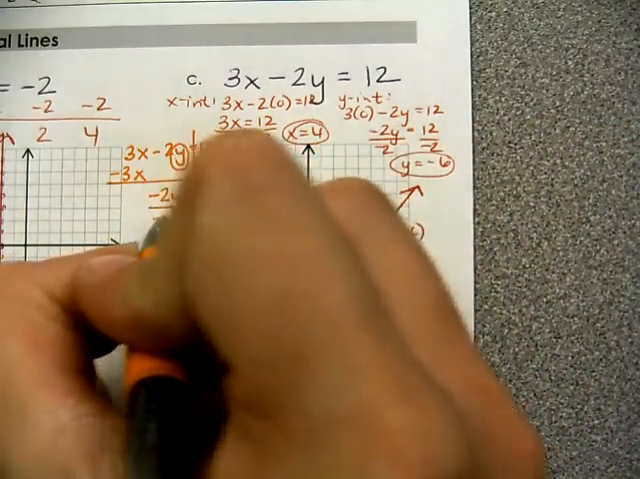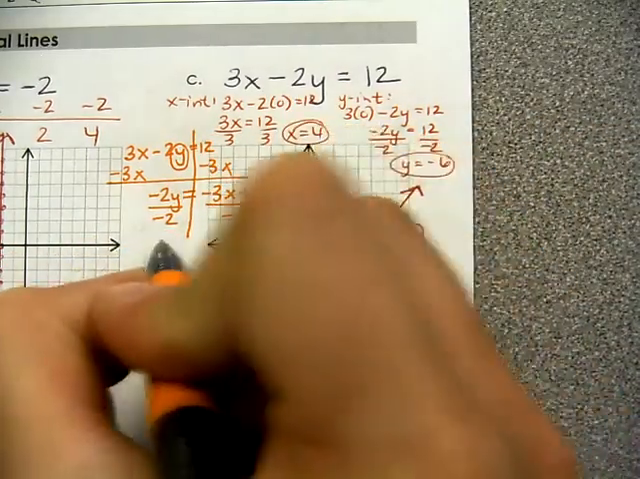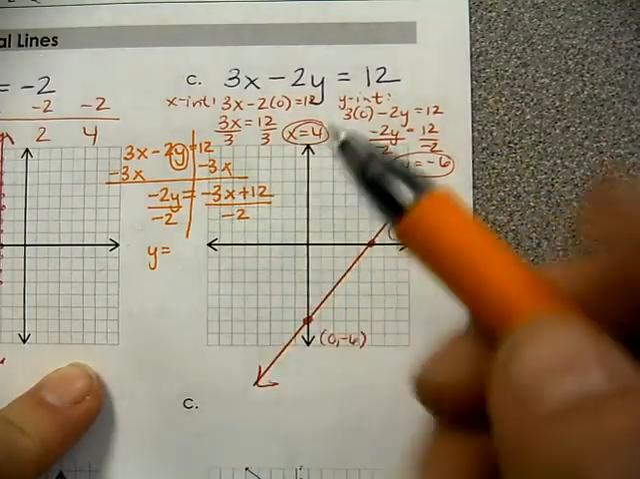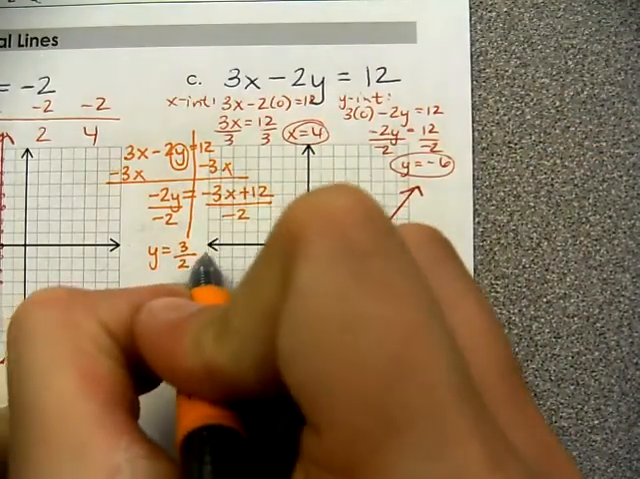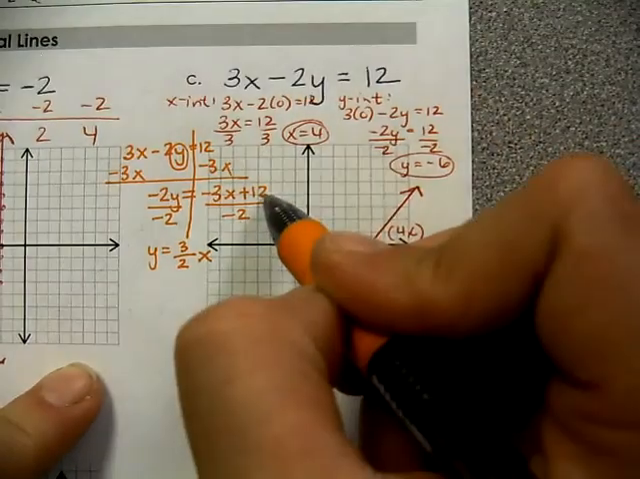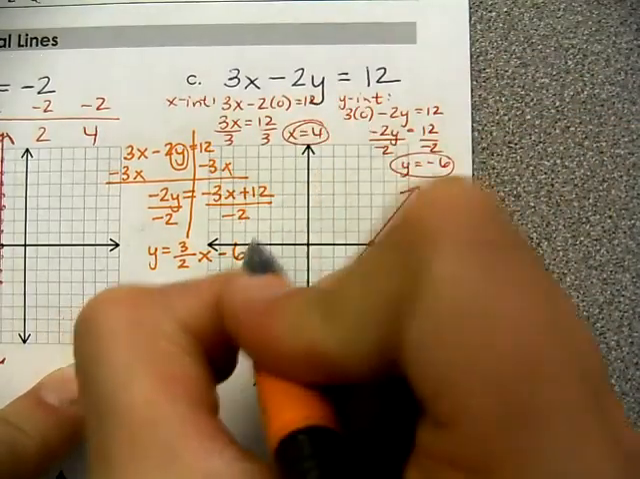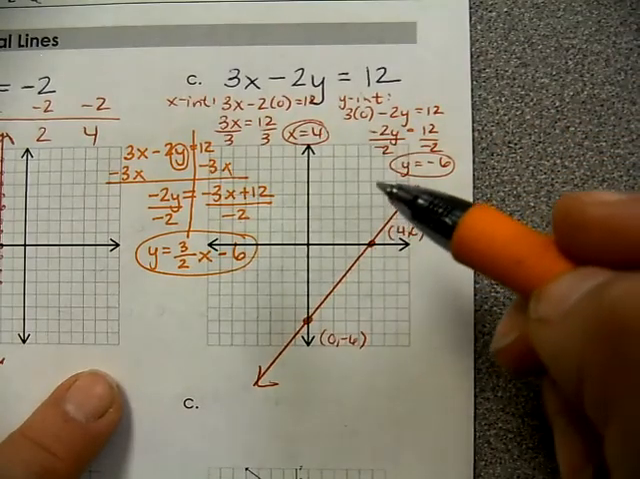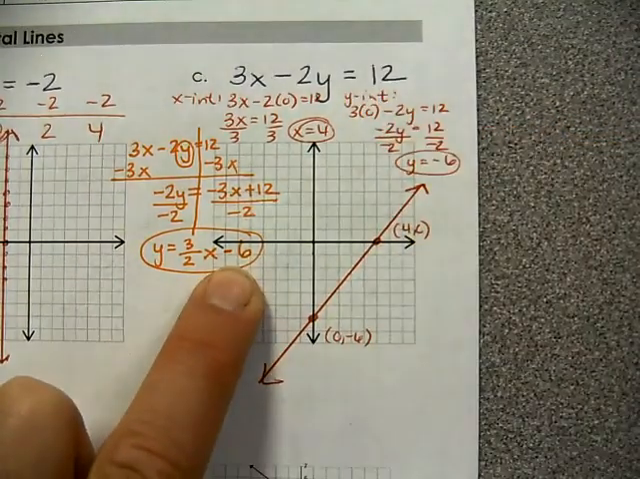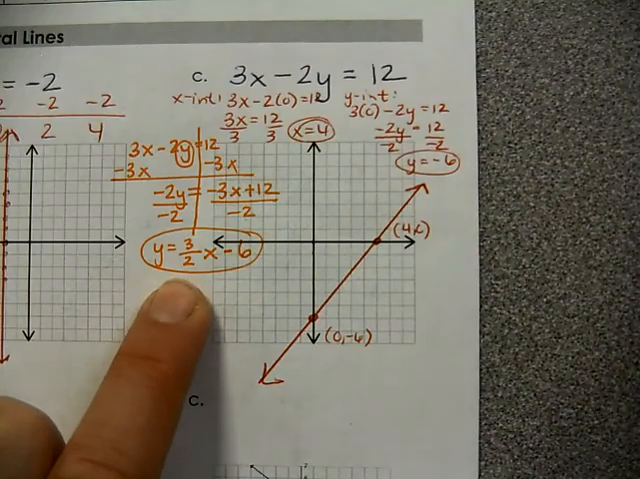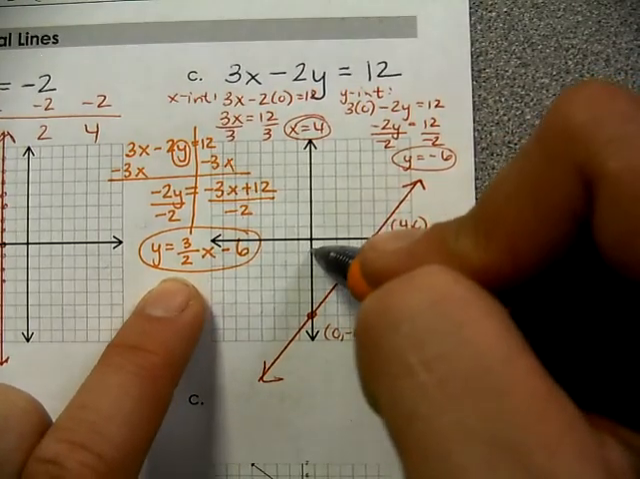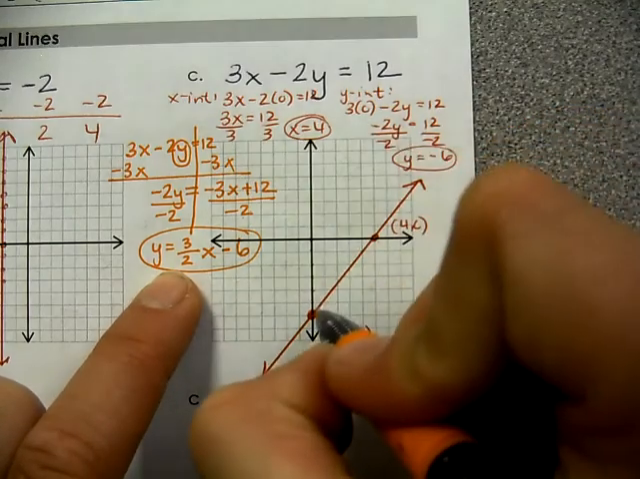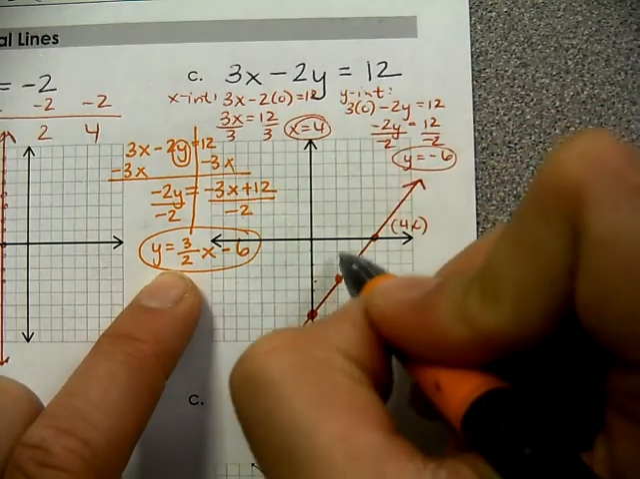I can divide by negative 2, and when I divide by negative 2, I have to divide everything on the right-hand side by negative 2. So negative 3 divided by negative 2 will be a positive 3/2. Then I have my x. A positive 12 over negative 2 will be a minus 6. So in slope-intercept form, I should have a y-intercept of negative 6 and a slope of 3/2. So I have a y-intercept of 1, 2, 3, 4, 5, 6. Yep, that's where I got it. A slope of 3/2. Rise 3, run 2, rise 3.